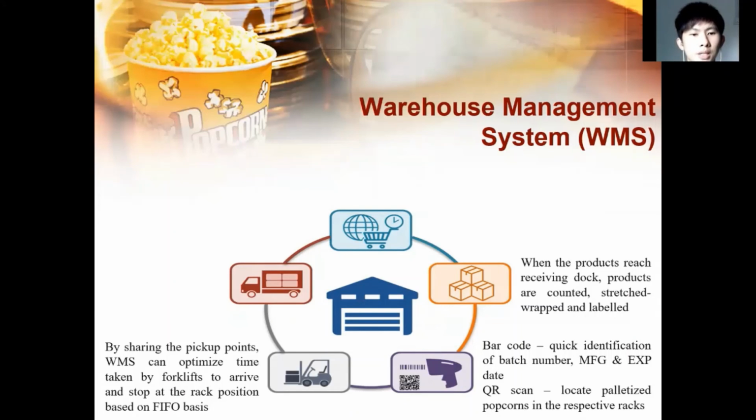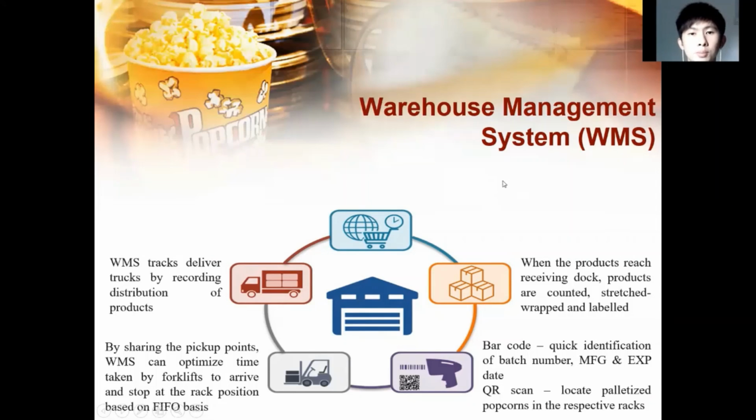By sharing the pickup points, the WMS can optimize the time taken by the forklifts to arrive and stop at the rack position based on the first in, first out basis. The first in, first out basis can be implemented in the warehouse by looking at the expiry date of the products. So from this, we can see that we will use the forklift to move the products and the pallets.